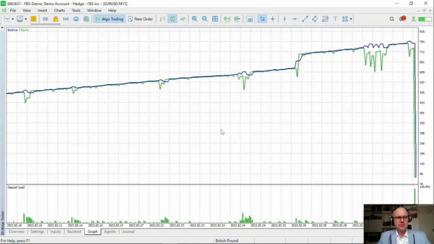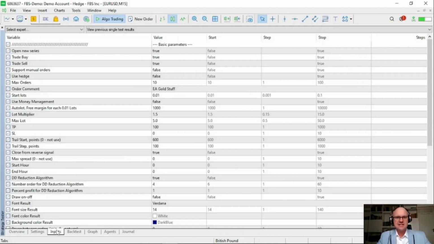When we take a look at the graph, eventually it does blow the account again. So what we can deduce from this is that there is a lot of potential for income. However, it is a very risky style of trading. So what we're going to do next is make some more adjustments.